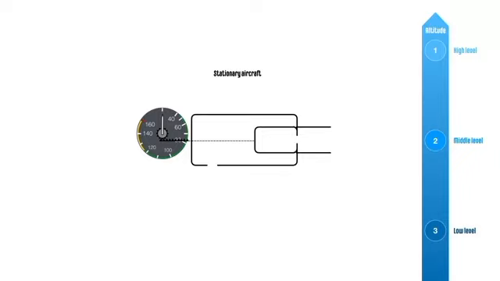For a stationary aircraft in the middle level altitude, static pressure from the static port is 2 units, and the total pressure from the pitot tube is also 2 units. Since the aircraft is not moving, there is no dynamic pressure coming from the pitot tube. The airspeed is 0 knots, since both pressures are equal and cancel each other out.